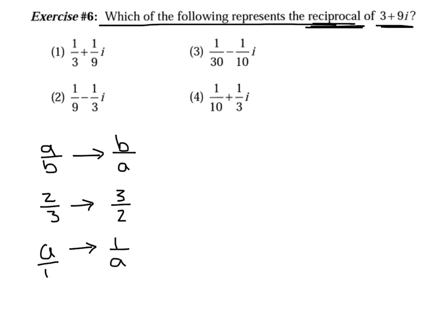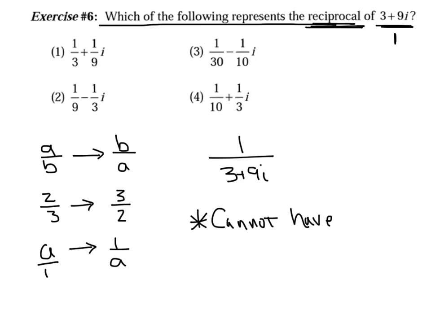I want you to take that complex number and put it over 1 and then flip it. So the reciprocal is going to be 1 divided by 3 plus 9i. But we've got a major problem here, and this is what I want you to put a little asterisk in your notebook. We cannot have, similar to a radical, an i in the denominator of our final answer, okay? That's a big no-no. So the remedy is going to be to multiply the top and the bottom by 3 minus 9i, the conjugate again.